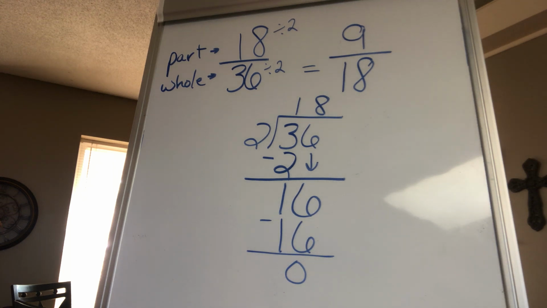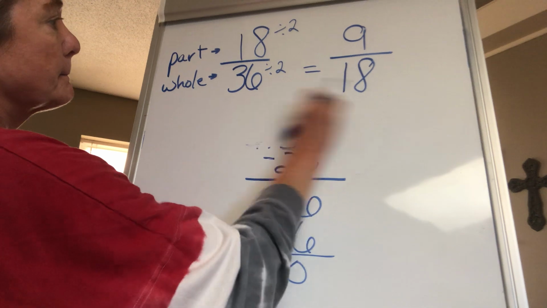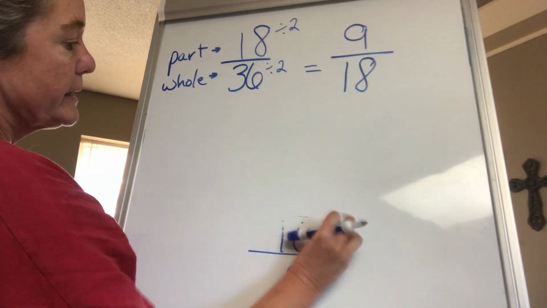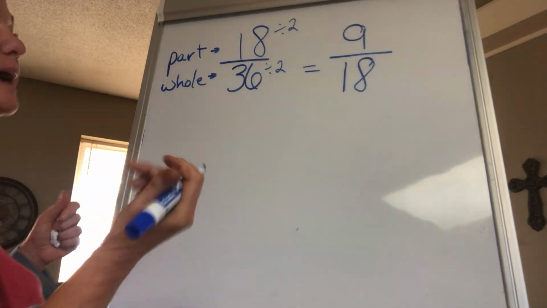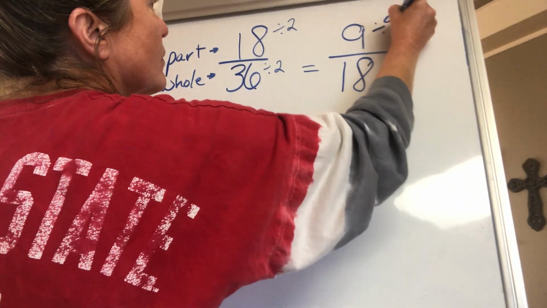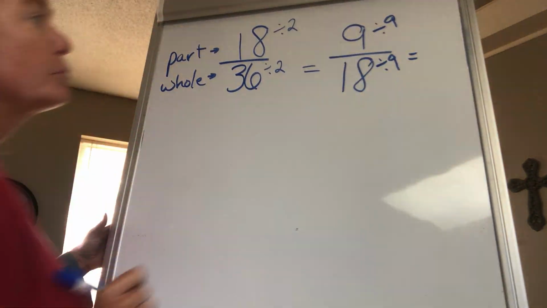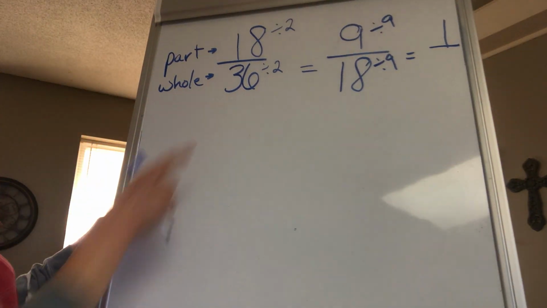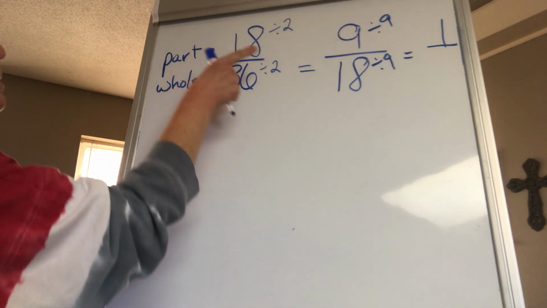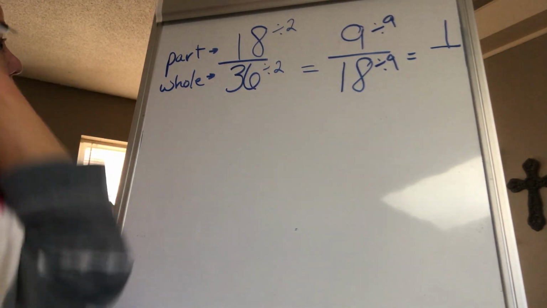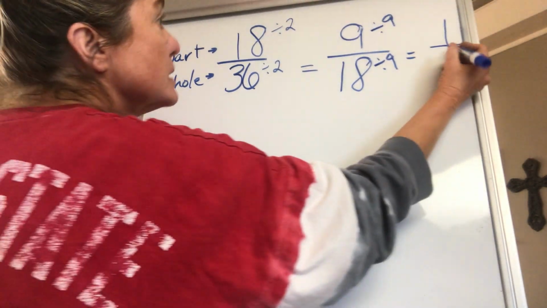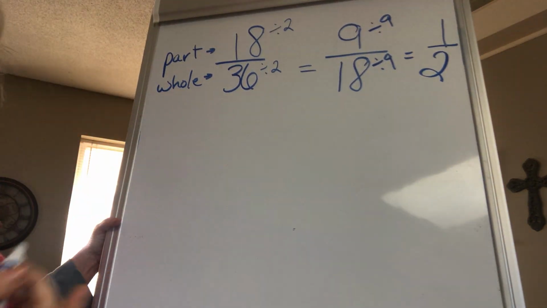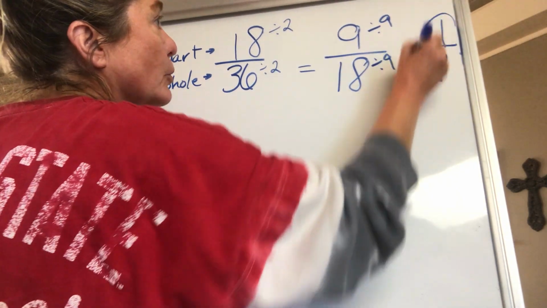All right, let's see. Is there anything that will go into 9 and 18 evenly? Okay, 3 won't, and 4 won't. Hey, 9. Let's try 9. 9 divided by 9 is 1, and we already know by doing mental math over here that 18 divided by 2 is 9, so 18 divided by 9 is 2. And we know that's in simplest form because we have a 1 in it.